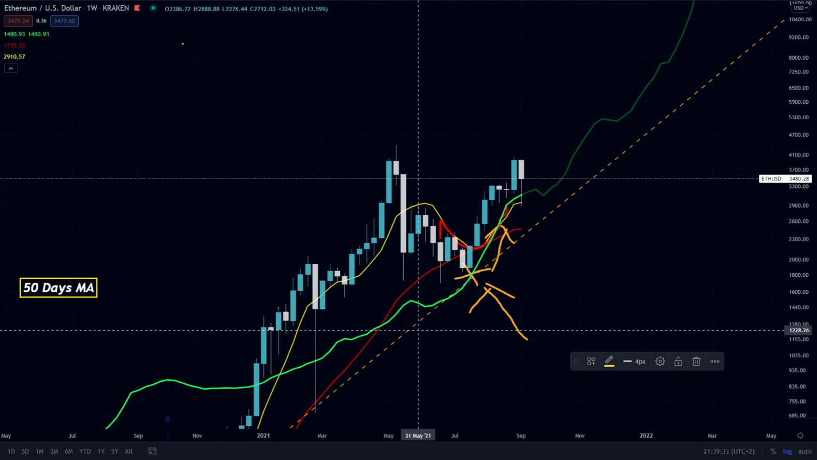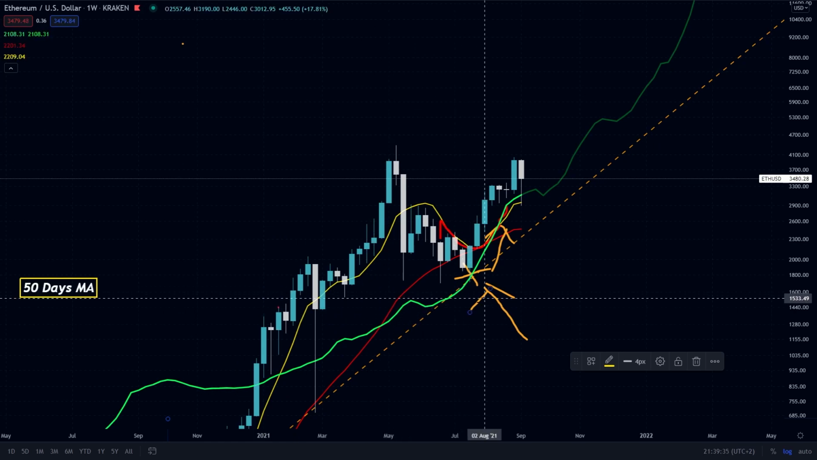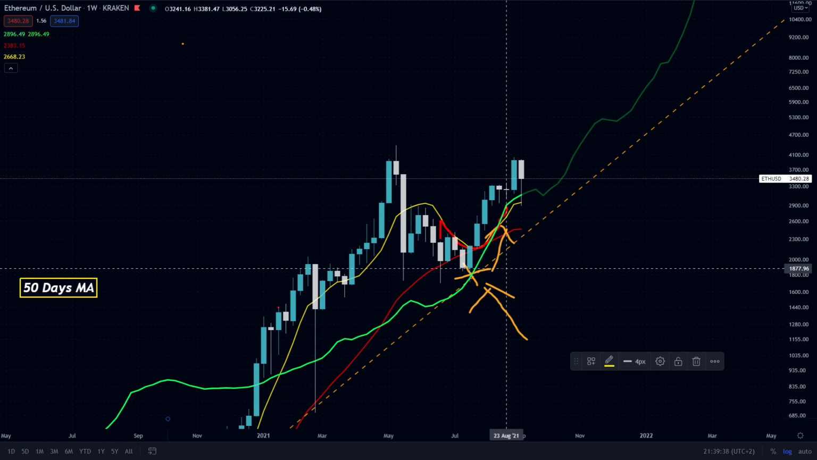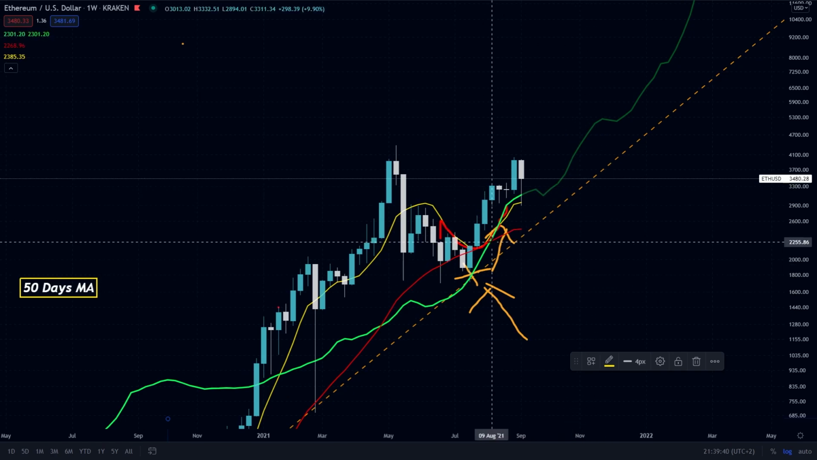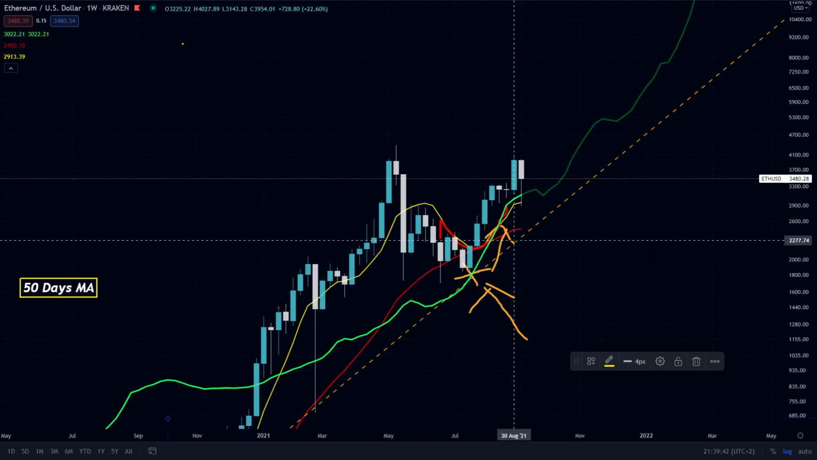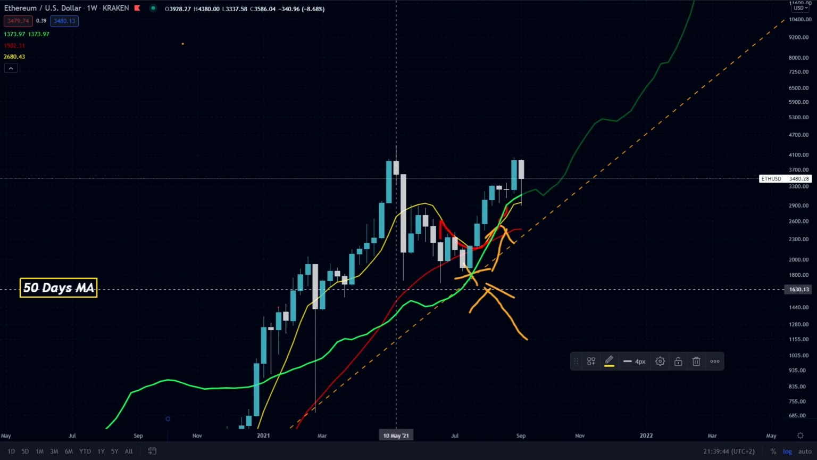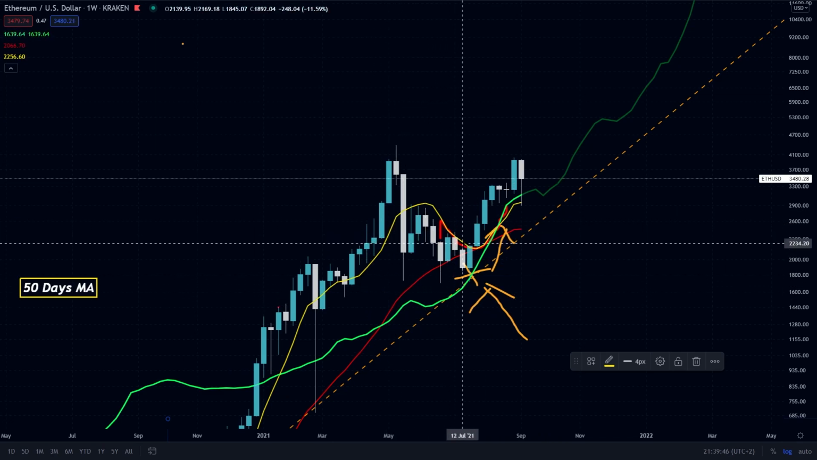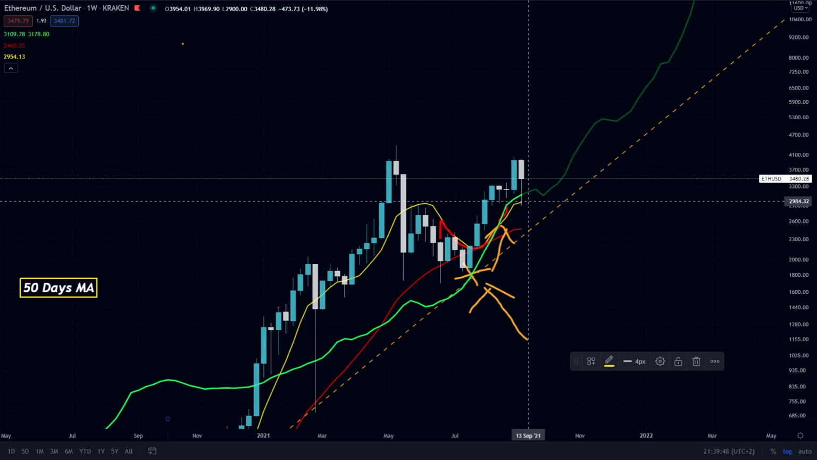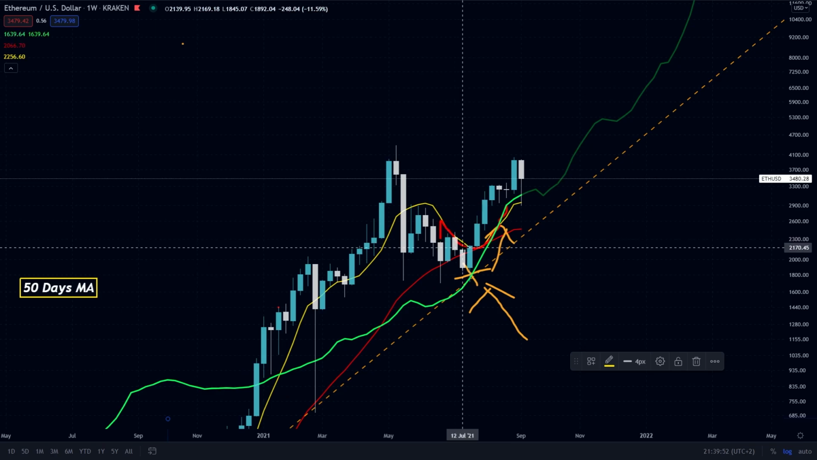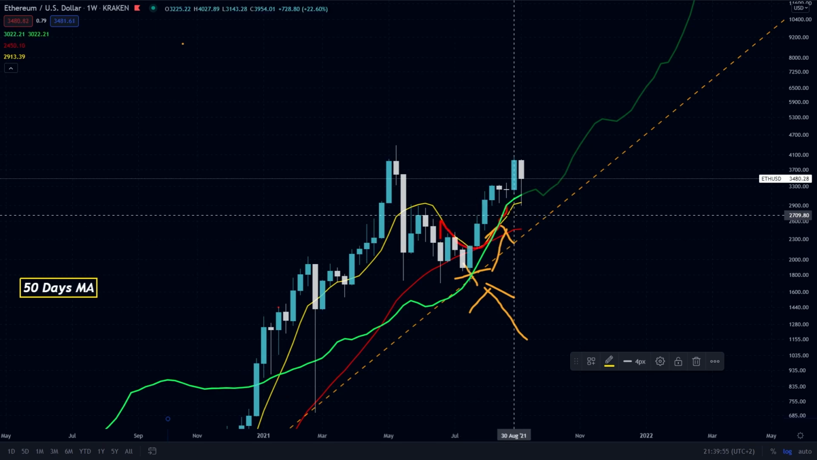So far we have Ethereum above the bull market support in orange, above the 200 days moving average in red, above the 50 days moving average in yellow. We used it as a support recently and we avoided the death cross. All these signals are bullish, guys.